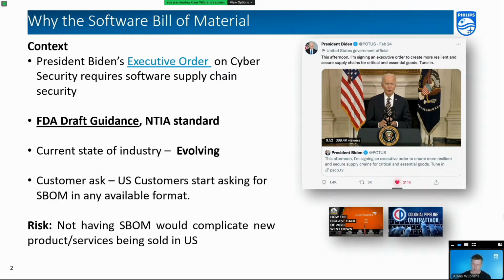But outside of that, we see that US customers really start asking for it as well. And though it might not yet be a legal requirement towards them, it certainly has commercial value to have a software bill of material. So it's really a hot topic. Not having it would complicate new products and services from being sold in the US. The reason why it got hot is a number of big hacks, like the SolarWinds, like Colonial Pipeline, like many others, which in the end all culminated in this executive order, putting more pressure on all of the industry, essentially.